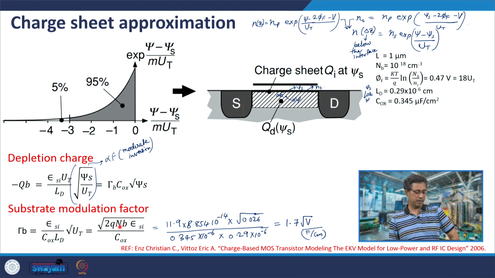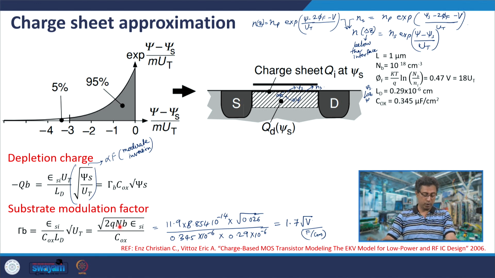So, what implication does this have? For the same value of surface potential, you have a larger depletion charge density. In other words, if you do not change the gate voltage, then if the substrate doping density is larger, substrate modulation factor is also larger, and therefore depletion charge would tend to be larger. So, if you do not change the gate voltage, the value of surface potential itself would reduce. So, that is how this is related to surface potential.